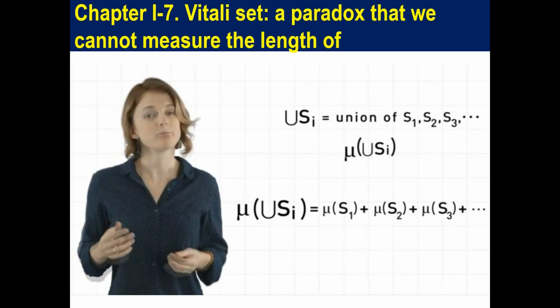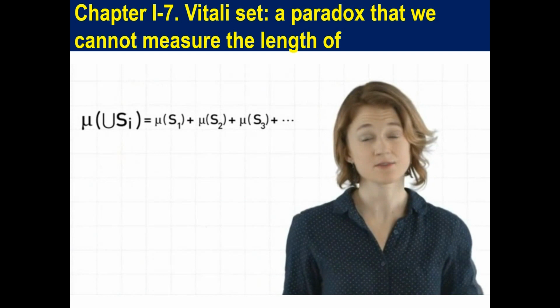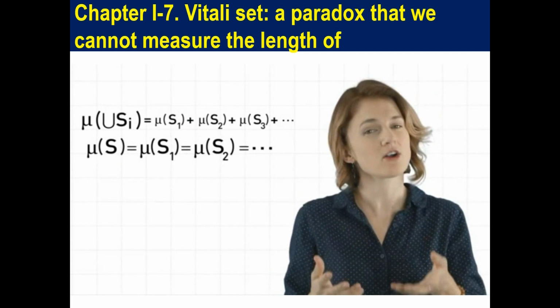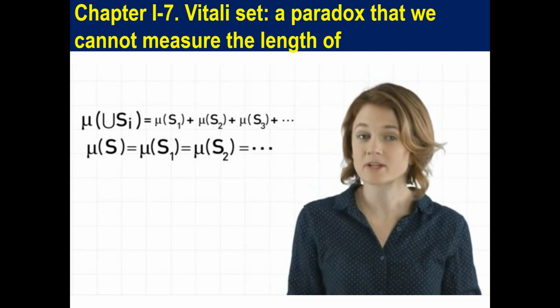Now, notice if S has a size, whatever that size may be, then each of the copies, S1, S2, S3, and so on, are also the same size as S. That's because they're just shifted copies of S, and by the property of translation invariance, shifting doesn't change size.